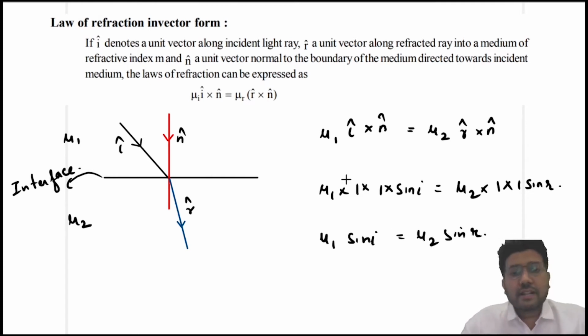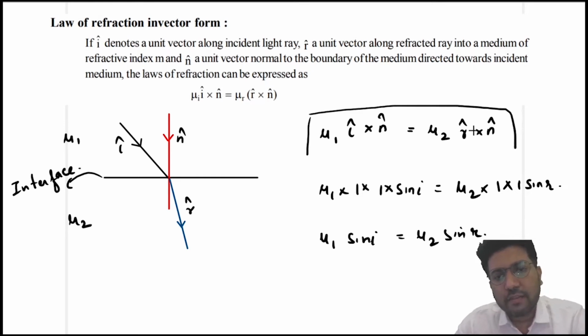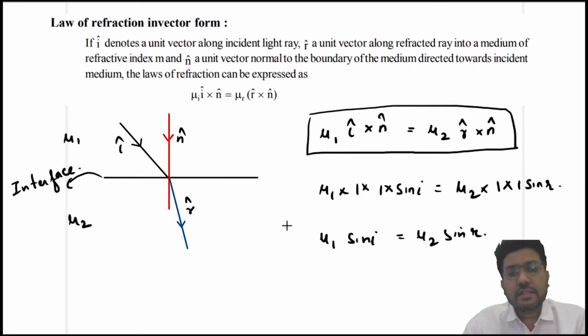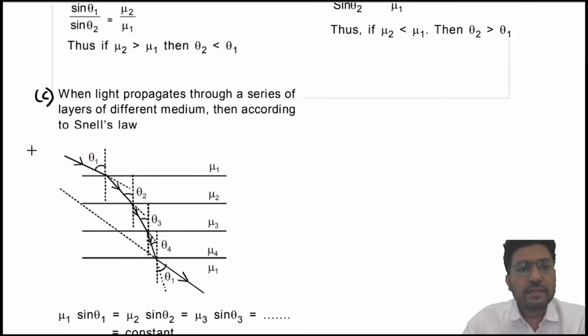So in vector form, suppose they have given you the unit vector along the incident ray and the normal. In that case, you will use this relation, which is Snell's law in vector form: mu1 into i cap cross n cap is equal to mu2 into r cap cross n cap. Again I am repeating, this is the law of refraction in vector form.